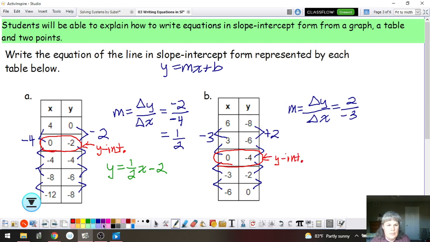And I can write my equation: y equals -2/3 x minus 4.